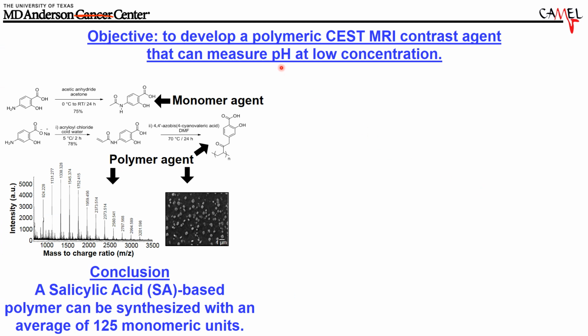So we wanted to create a polymeric CEST MRI contrast agent that can measure pH at low concentration, because typically CEST MRI agents have to be used at very high concentration. Well, one way to do this is to create a polymeric agent. We successfully created a salicylic acid-based polymer agent that can be synthesized with an average of 25 monomeric units.